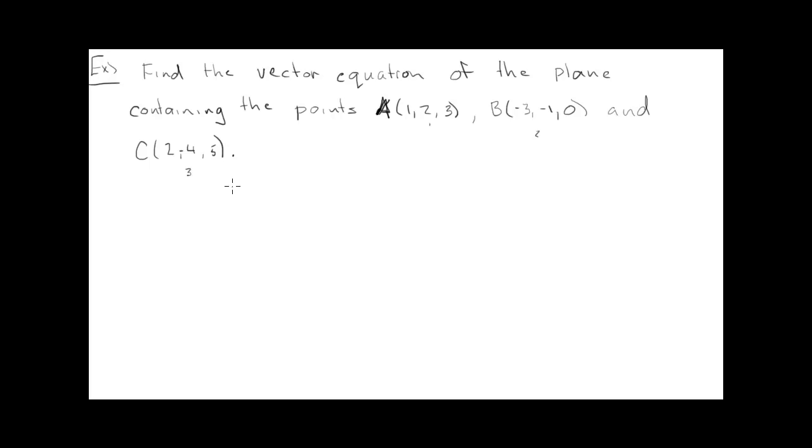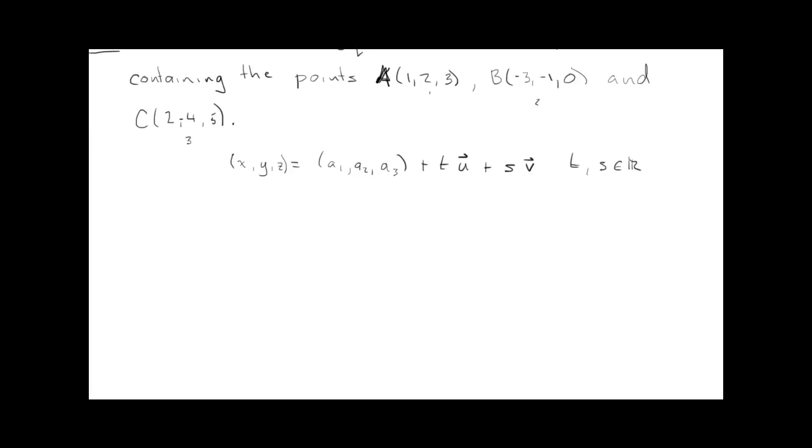So we know that our vector equation (x, y, z) is going to be, we need a point, plus t times a vector on the plane, plus s times a vector on the plane, where t and s are real numbers. So the first thing we're going to need is 2 vectors on the plane, u and v.